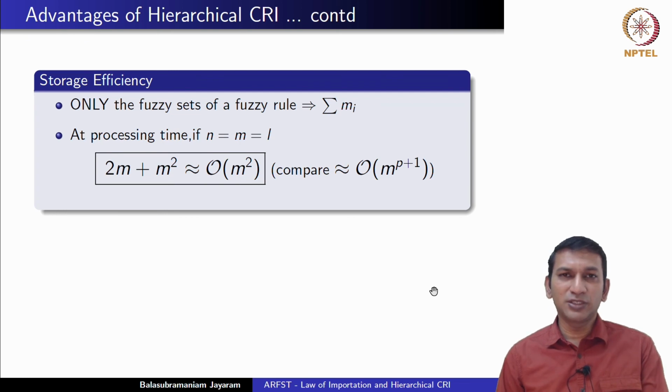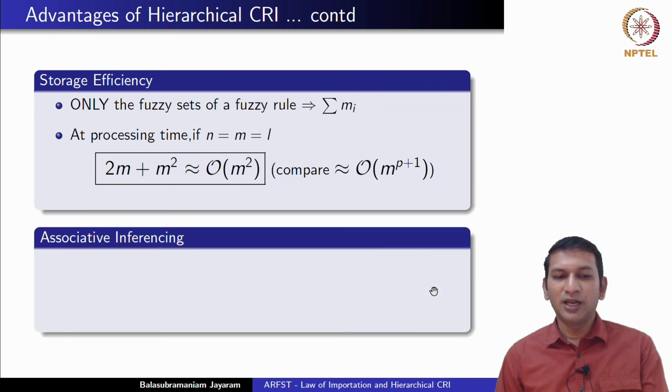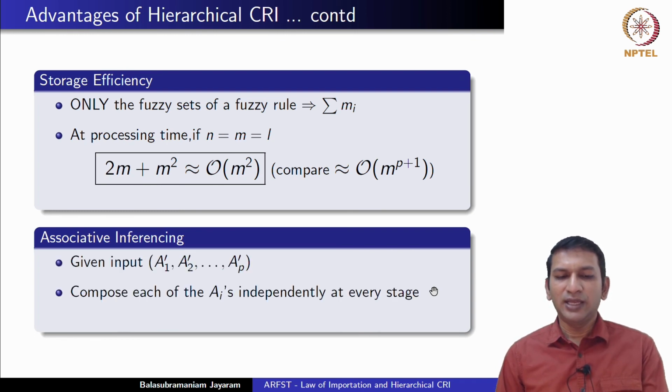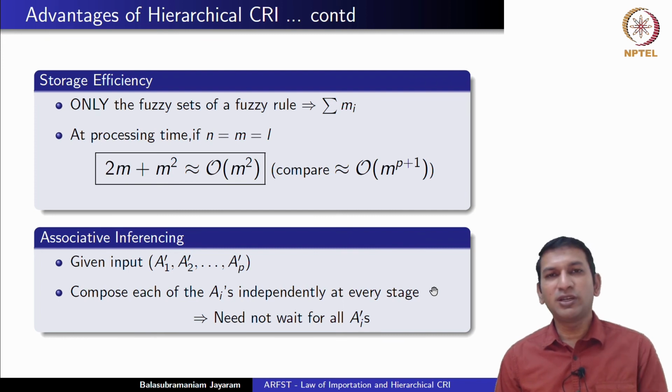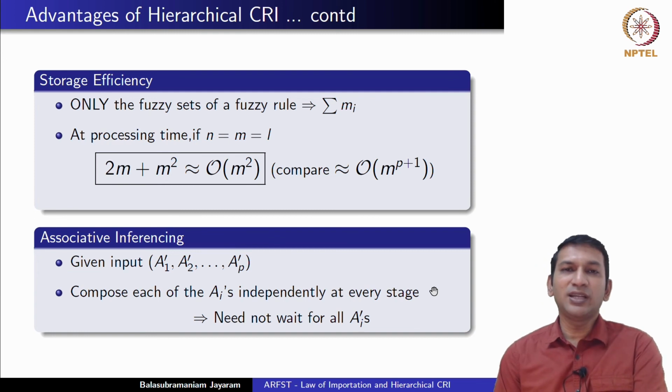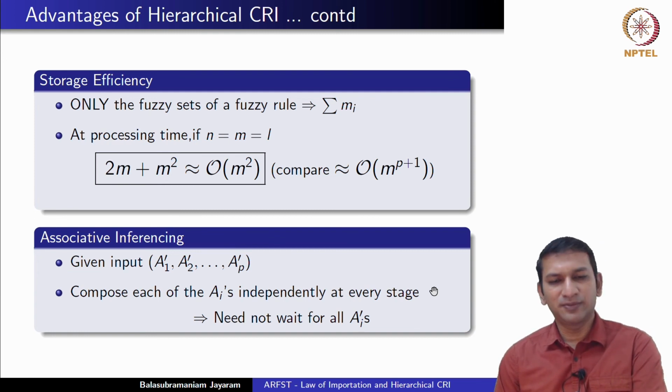Not only computational and storage efficiency are available, we also have associative inferencing. For instance, if you are given this input, we can compose each of the AIs independently at every stage, which means we need not wait for all the inputs AI dashes, and also not necessarily in that order. So these are some of the advantages of having hierarchical CRI.